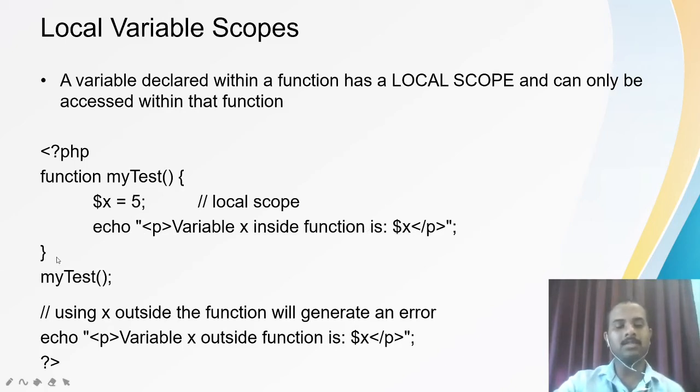But coming to this one echo, which is present outside the function, when I run this echo command, I'll get the error message. Why? Because it will not know what $x is. The validity of $x is only in this particular function. So here I'll get the error message, but there I'll get the answer, that is 5.